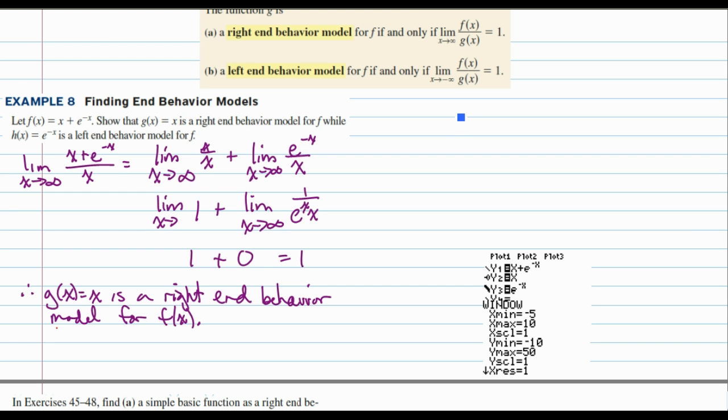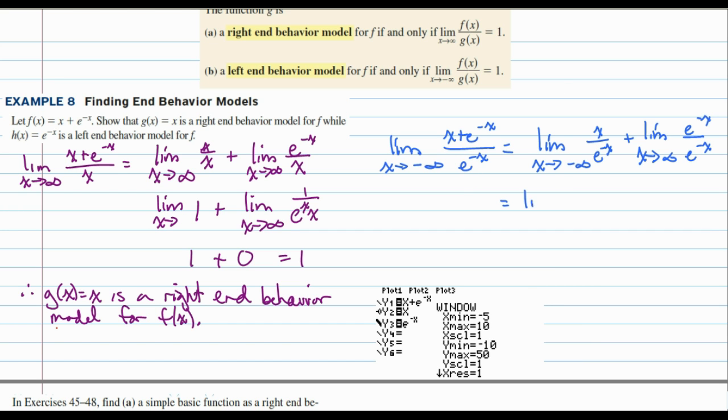Now let's work on that left end behavior. So the limit as x approaches negative infinity of x plus e to the negative x, our function, over e to the negative x should equal 1. So let's give it a try. Again, we're going to use our limit properties and separate the denominator here. So now this one's going to get a little bit complicated. We're going to have to think about it numerically. e to the negative x is in the wrong spot, so this should be x e to the x, the positive x, all in the numerator.